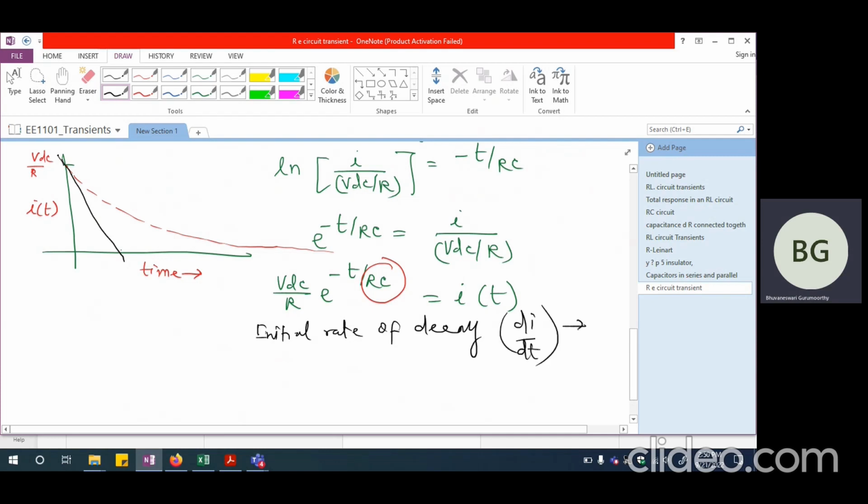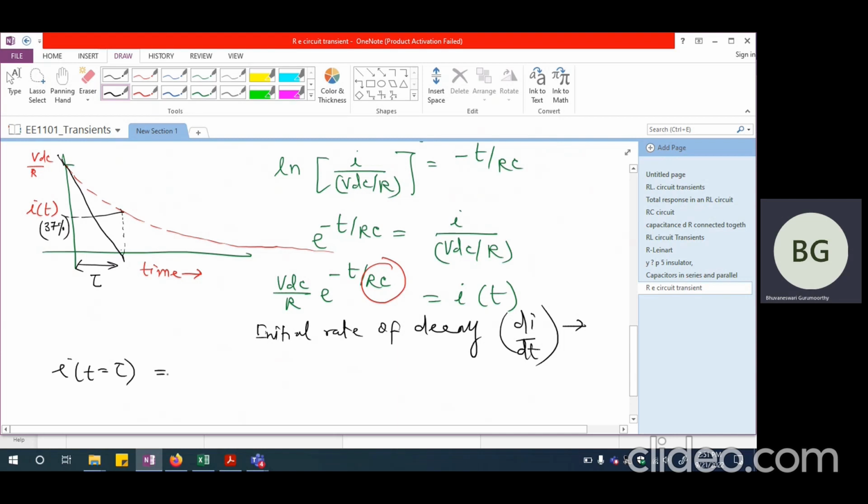If you calculate the initial di by dt, using that you should be able to say, from VDC by R to reach zero value, how long it would take if the initial rate of decay had been maintained. At what time the current would have reached zero, this is the time constant. And if I look at the actual value of current at this particular time constant, it will turn out to be 37%. That is I of t equal to tau.